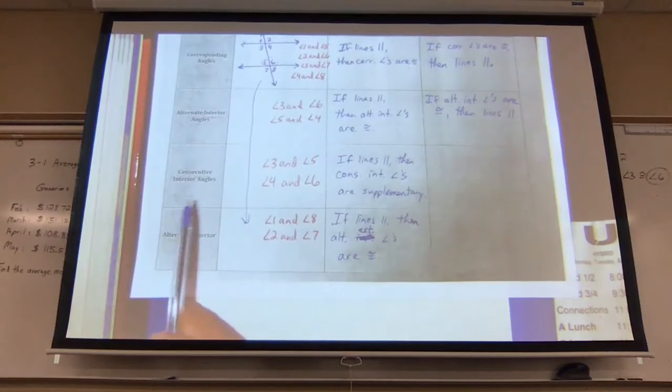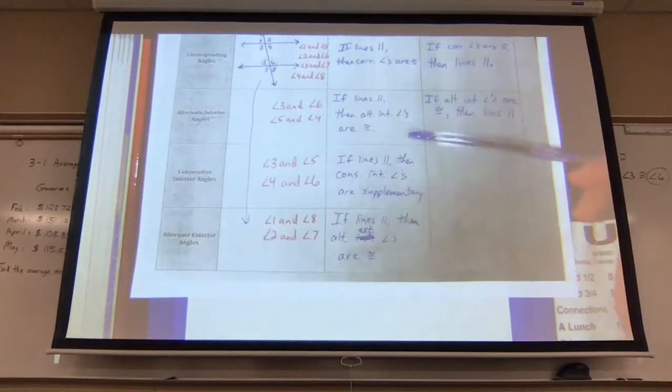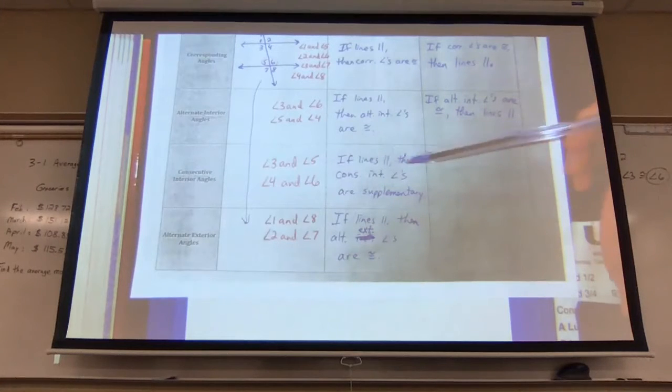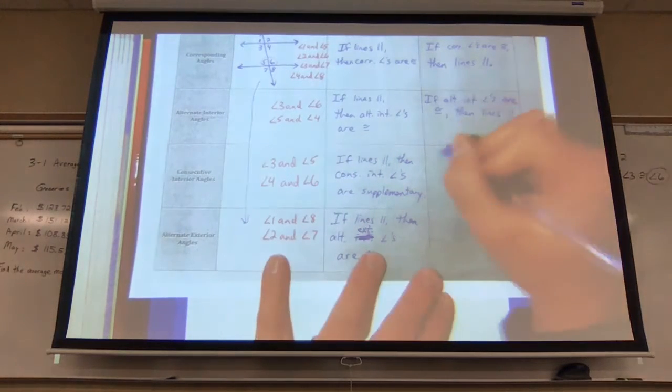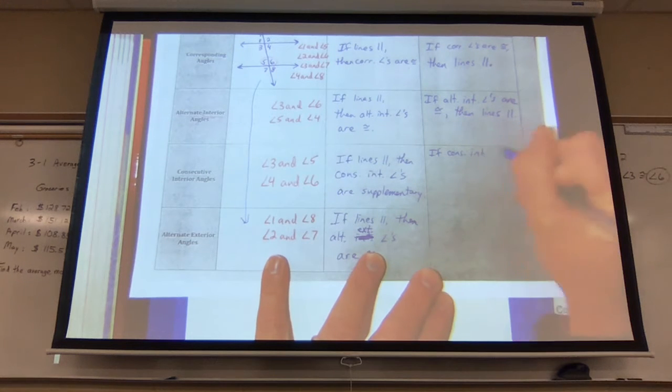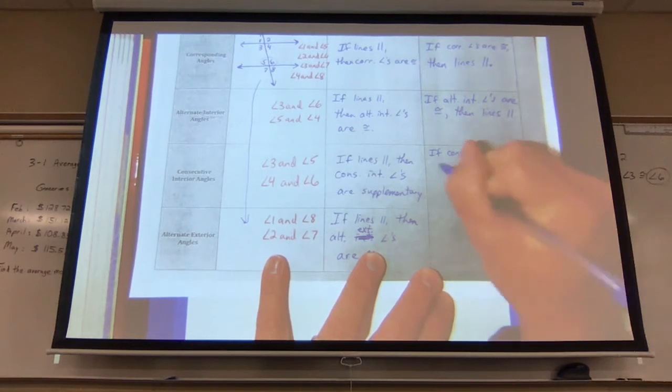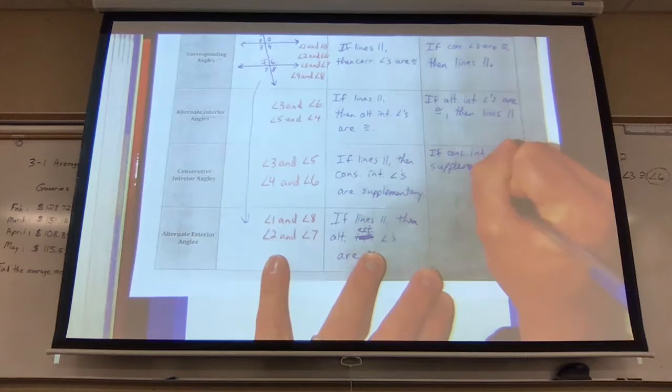Consecutive interior angles are next. And this is, remember, the one that's different. Consecutive interior angles theorem said if the lines were parallel, then your consecutive interior angles are supplementary. The converse of that, we'll flip it around and say if the consecutive interior angles are supplementary, then the lines are parallel.